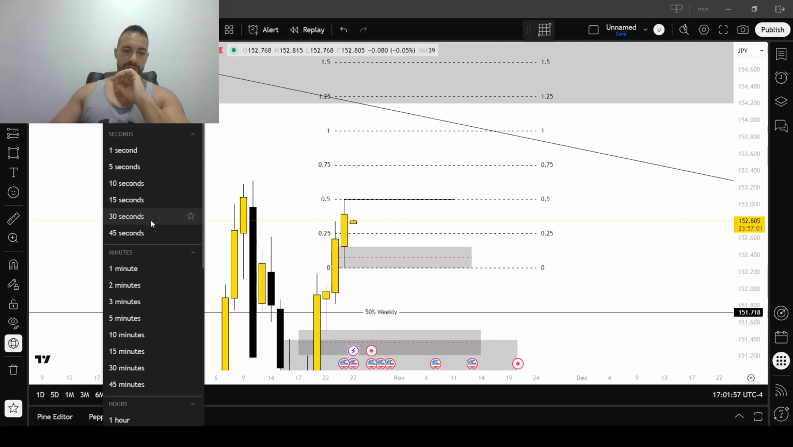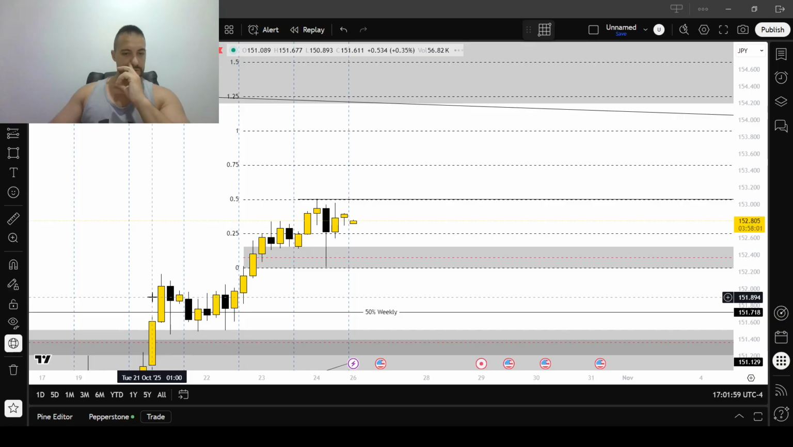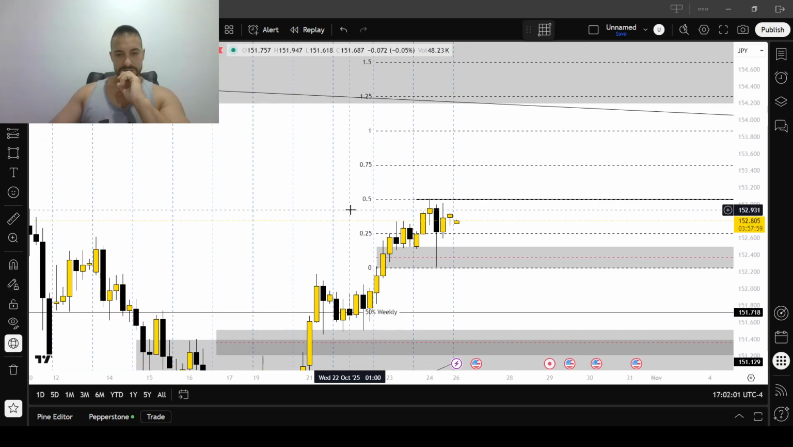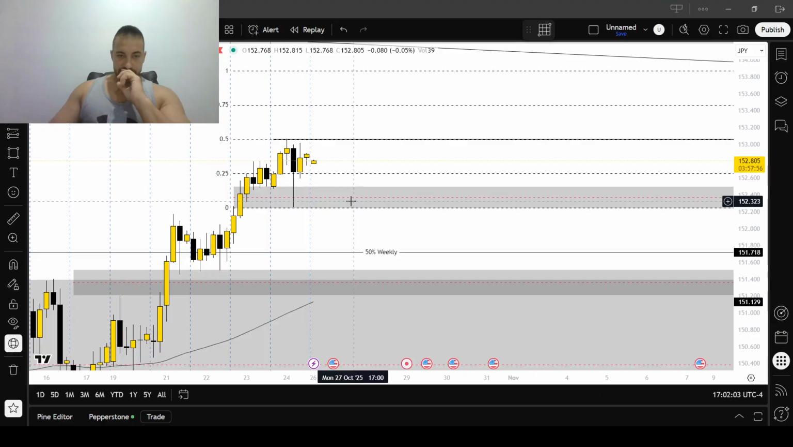Now, if we kind of break it down even more, let's just take a look at the 4 hour. What does the 4 hour show us? There's no actual support here. So what it's done, it's made the move, it's come back to do a break of structure retest. So that was the retest.